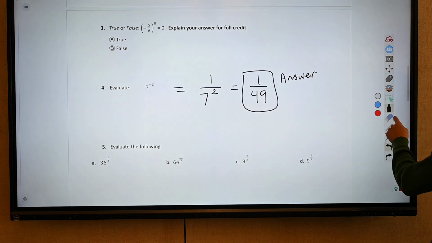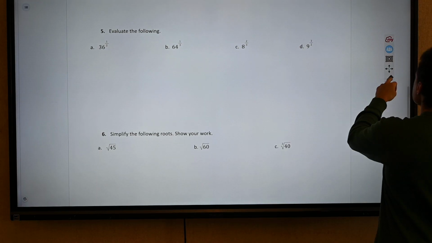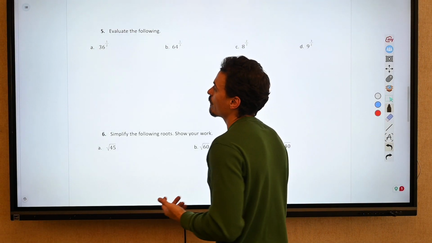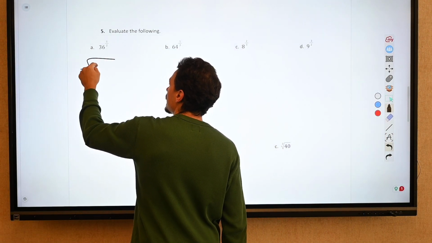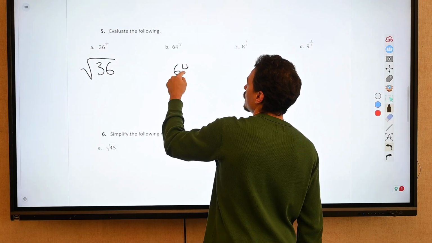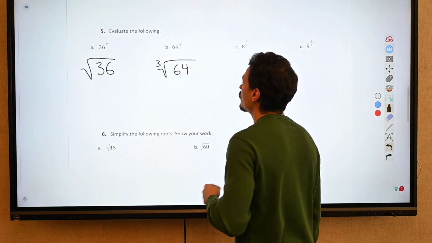Flip it, make it positive. Okay. So here, you need to know the radical rule. Whenever you have a fractional exponent, that's the same as having a radical. So here I get 64 with a fourth root radical. I apologize, third root radical.